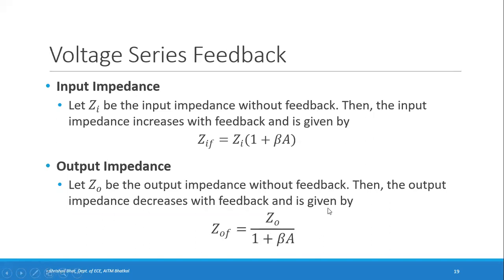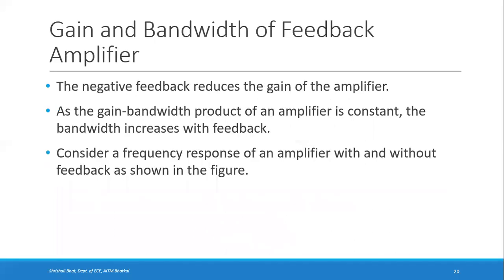Okay, so this is about how the voltage series feedback creates an impact on input and output impedances. In fact, input impedance increases by 1 plus beta A times and output impedance decreases by 1 plus beta A times. So next, we have also said that negative feedback increases the bandwidth of your feedback amplifier. So how does it do that?